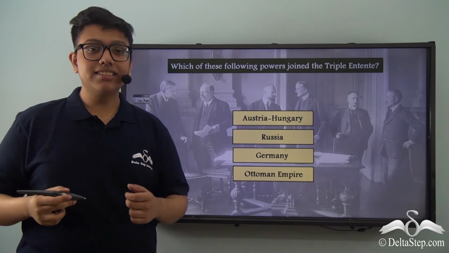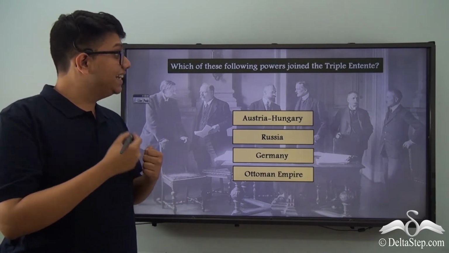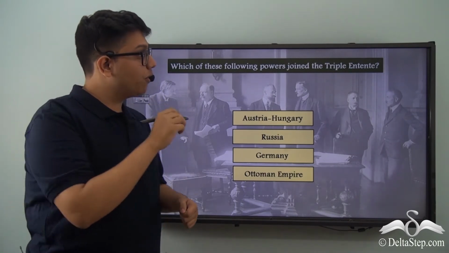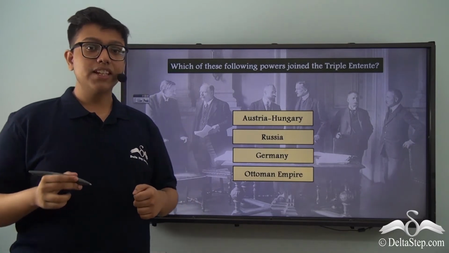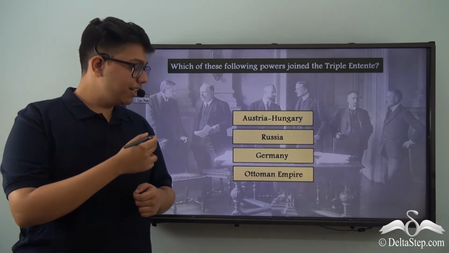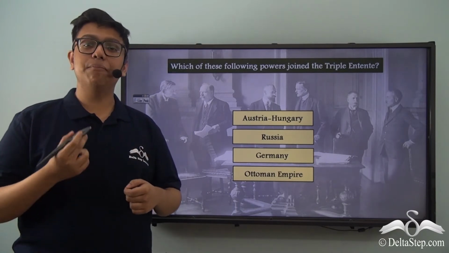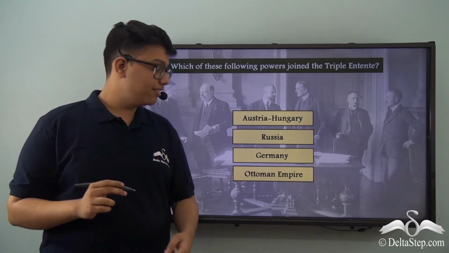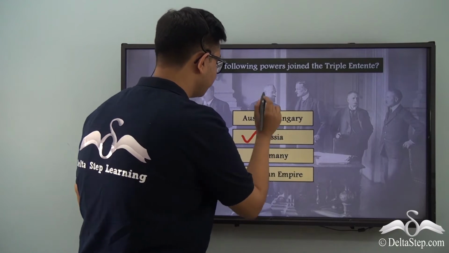Now, can you answer this question? Which of the following powers joined the Triple Entente? Was it Austria-Hungary, Russia, Germany, or was it the Ottoman Empire? The correct answer is Russia.